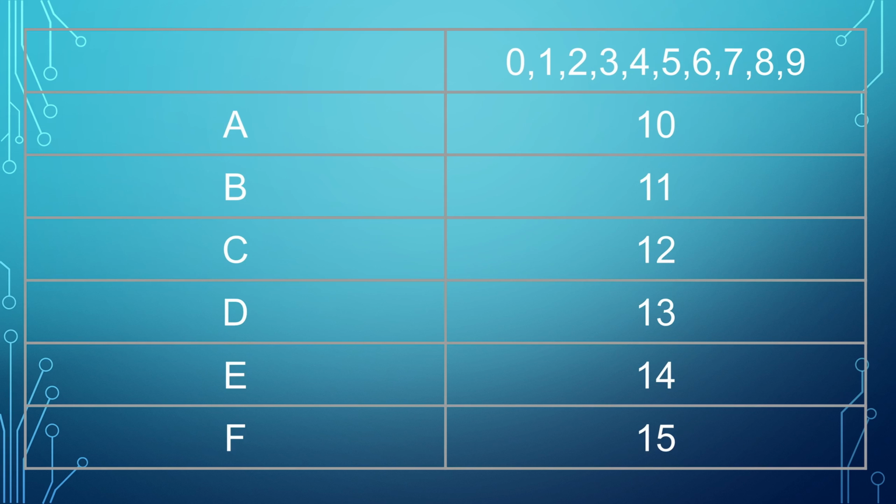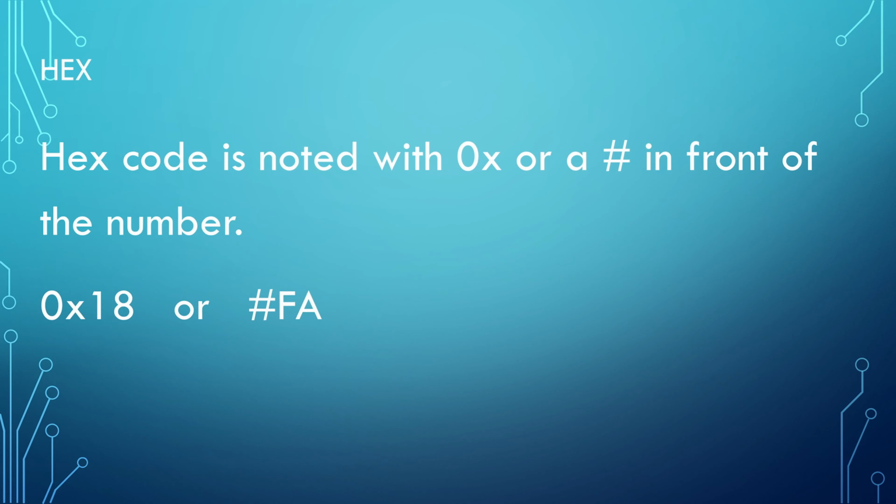Well, you have your regular numbers, 0, 1 through 9. Then A is 10, B is 11, C is 12, D is 13, E is 14, and F is 15. We represent a hex code with a 0x or a hashtag, a pound sign, in front of it. 0x18 or #FA. These are hexadecimal numbers. 0x18 is not 18. It is not the same as 18, because it's actually going to be 24.